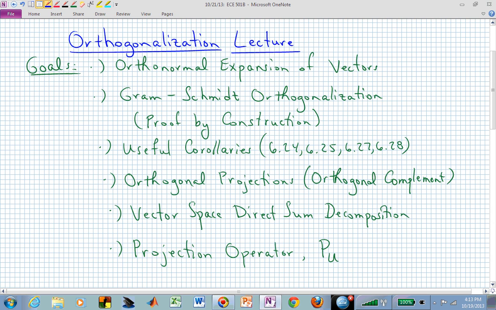and in particular we'll look at 4 of those. We'll simply state those. For more information, you can refer to your textbook. Then we will move into orthogonal projections.